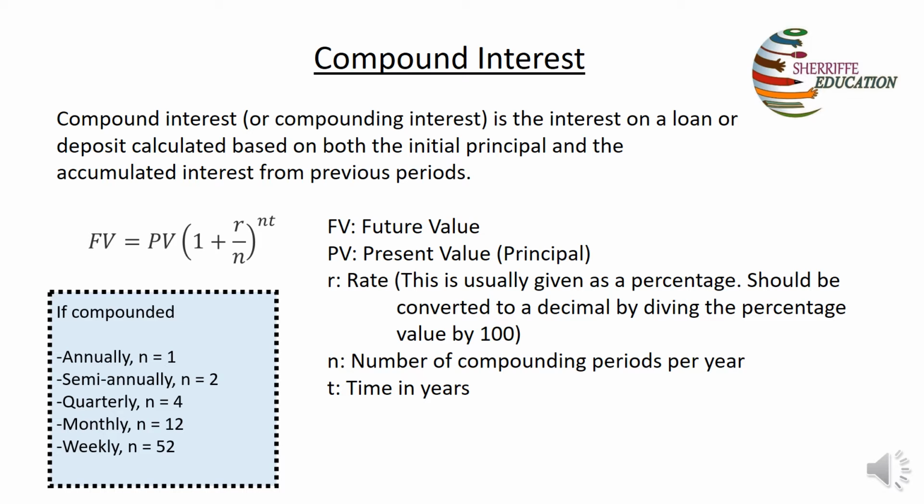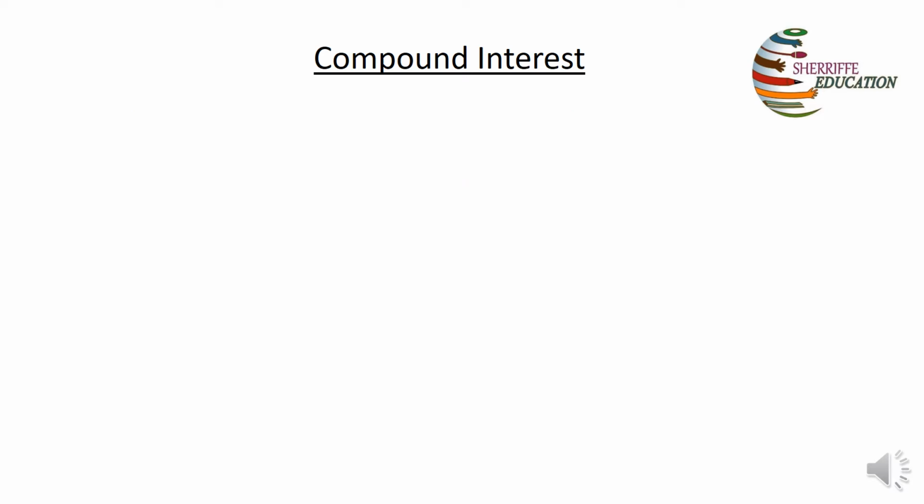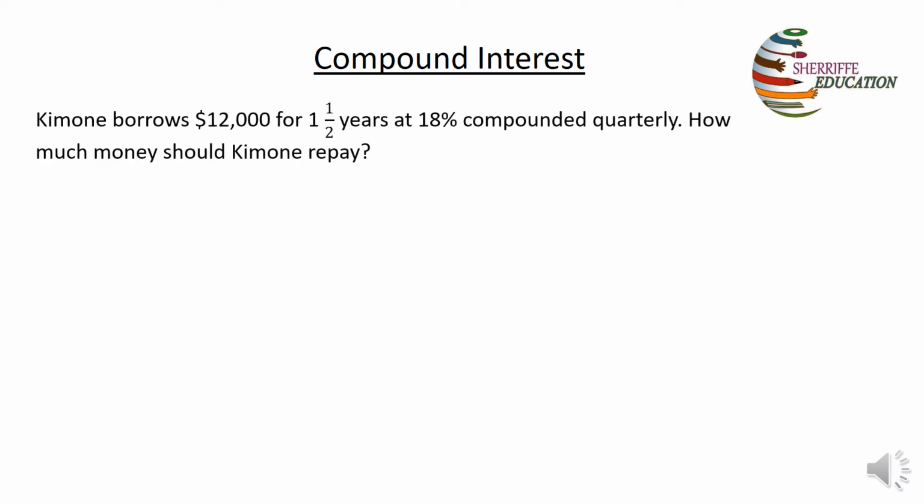Alright, so let's look at some problems. In this video, we'll be focusing on 3 problems. For the first problem, Kimon borrows $12,000 for 1.5 years at 18% compounded quarterly. How much money will Kimon repay?